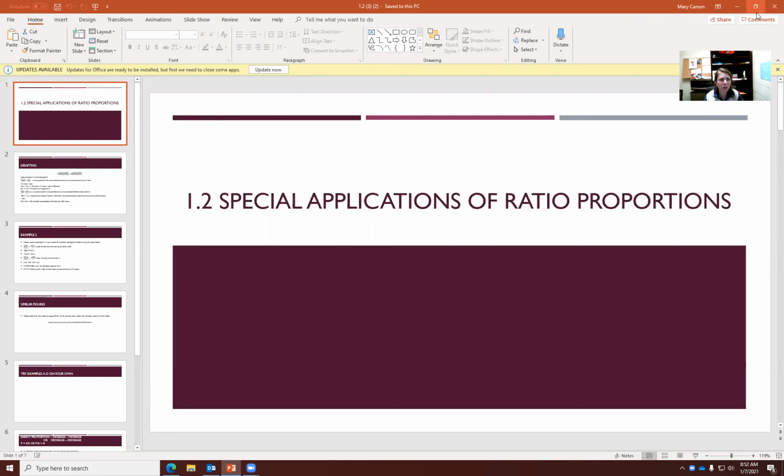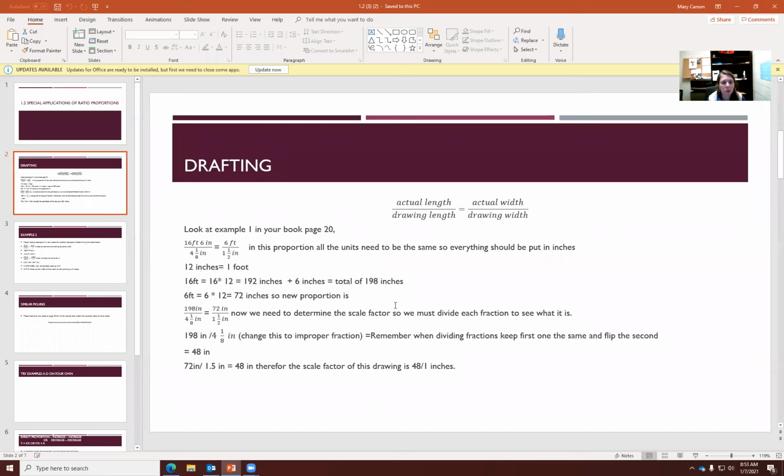So I showed you a video on 1.1. 1.2 is still a continuation of ratio and proportions. There are just some special applications that I go over. If you are in auto mechanics, you will probably have some experience with drafting. I didn't really know anything about this until I started teaching this class.